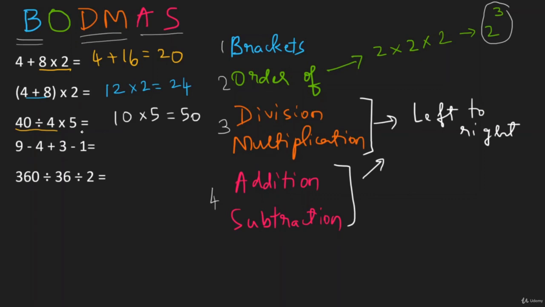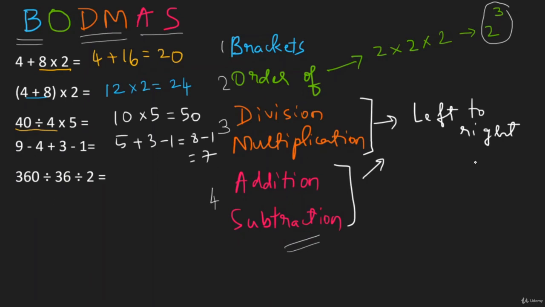Now in the next one, you have subtraction and addition. So just do the operations from left to right, because addition and subtraction have the same priority. So this is equal to 5 plus 3 minus 1, which is 8 minus 1, which is 7.